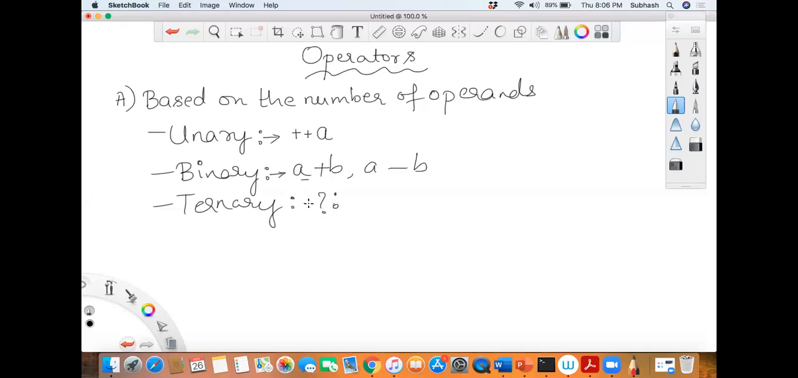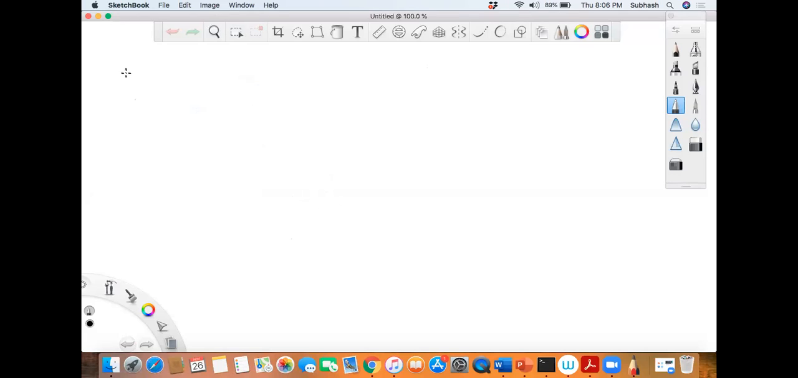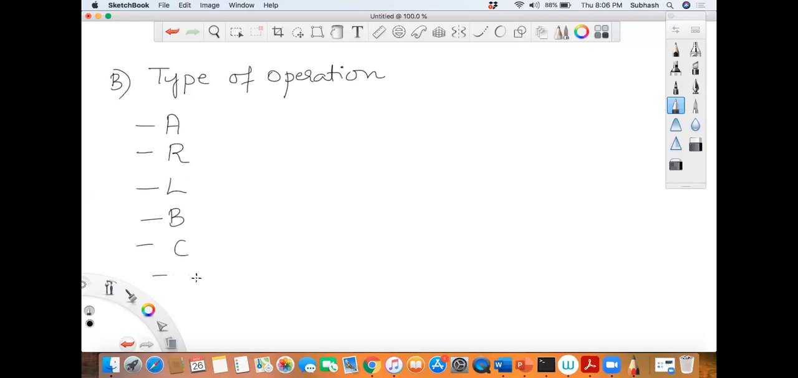This is one way of classification. Based on the number of operands, you classify your operators into unary, binary, and ternary operator. Is this okay, guys? Now, the second classification is based on the type of operation performed using those operators. You can classify your operators into arithmetic, relational operator, logical operator, bitwise operator, compound operator, increment and decrement operator, and so on.